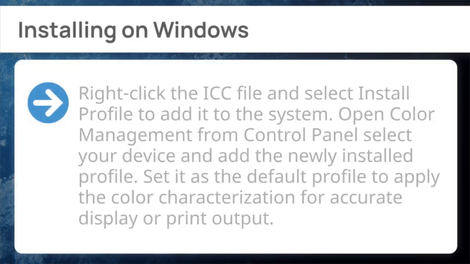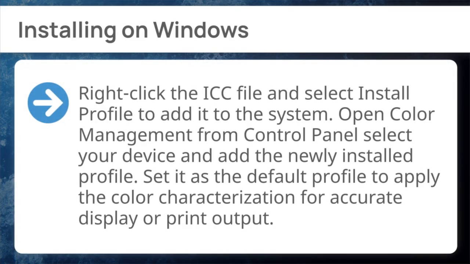First, installing on Windows. Right-click the ICC file and select Install Profile to add it to the system. Open Color Management from Control Panel. Select your device and add the newly installed profile. Set it as the default profile to apply the color characterization for accurate display or print output.